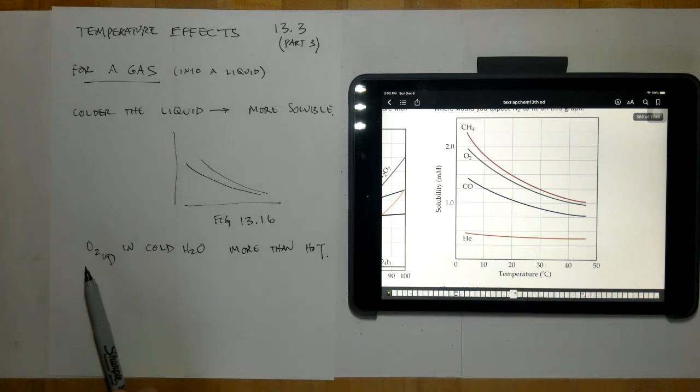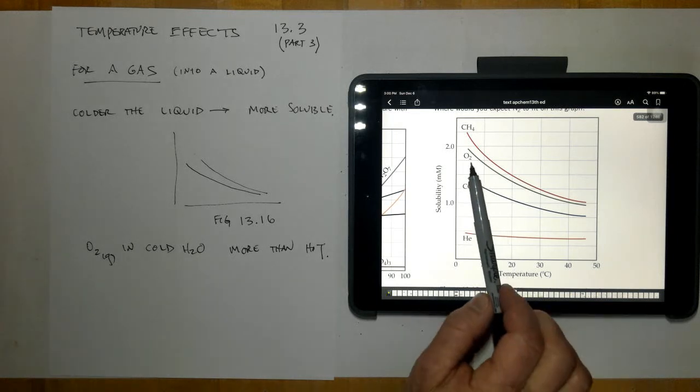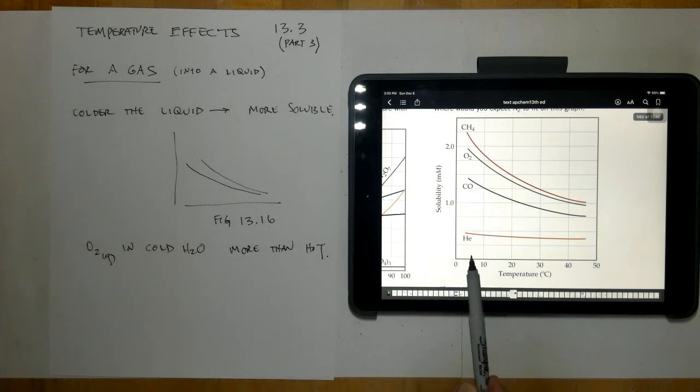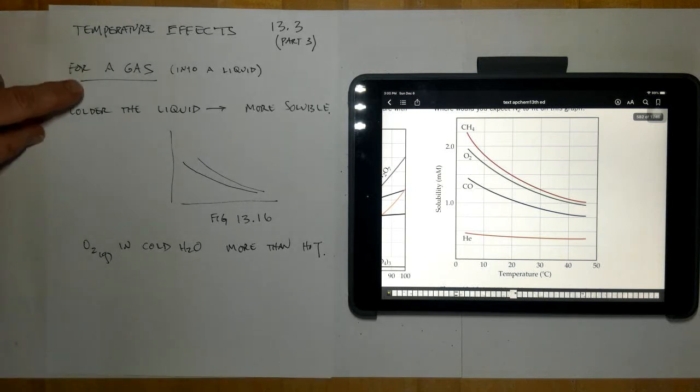So this is really important if you're an aquatic species that uses oxygen, because you'll find more oxygen in cold water than in hot water. And so therefore fish like trout like cooler water for the most part, because they'll have more dissolved oxygen when the water temperature is lower than when the water temperature is higher. All right, so that's temperature effects for a gas.